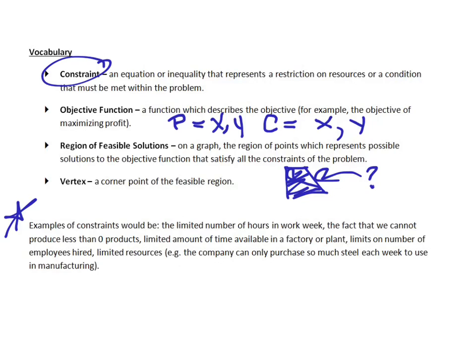And then finally a vertex. The vertexes, or the vertices, are the corner points of the feasible region. So in this example that I've drawn, we've got 4 vertices, one at each corner.